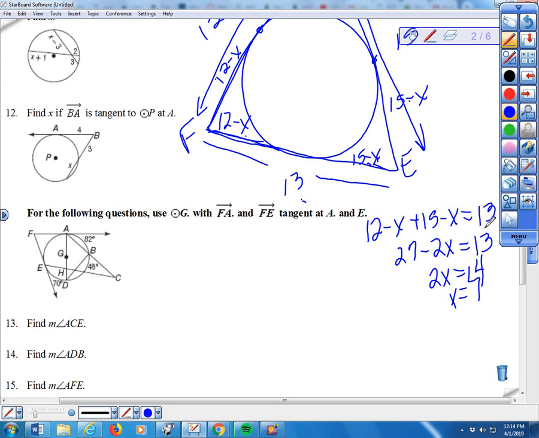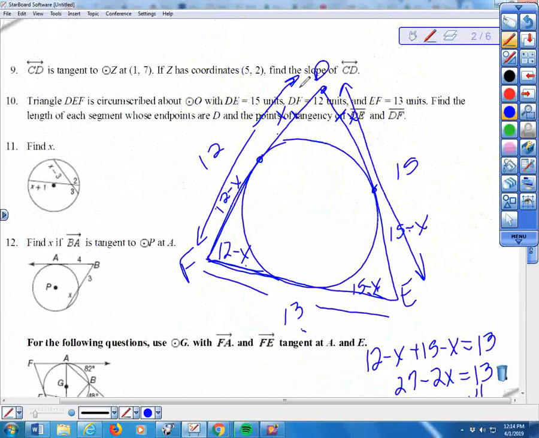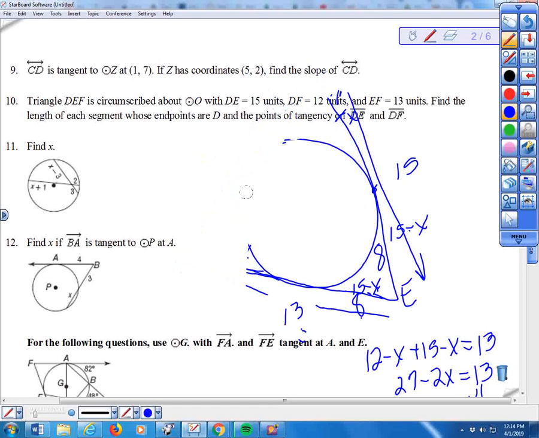Would you have done it differently? How would you have done it? You have an alternative way? We could always plug it back in and see if it works. Maybe 7 is here, 7 is here, which means this is 8, and this is 5, which means this is 5, and this is 8, and 8 plus 5 is 13. Okay.